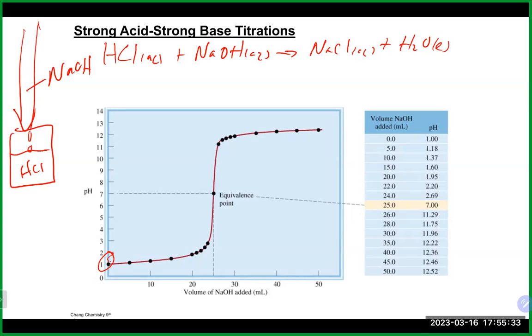So let's take a look at really 4 different parts to this titration and talk about what's going on. The very first part of this titration is actually kind of like before you start.